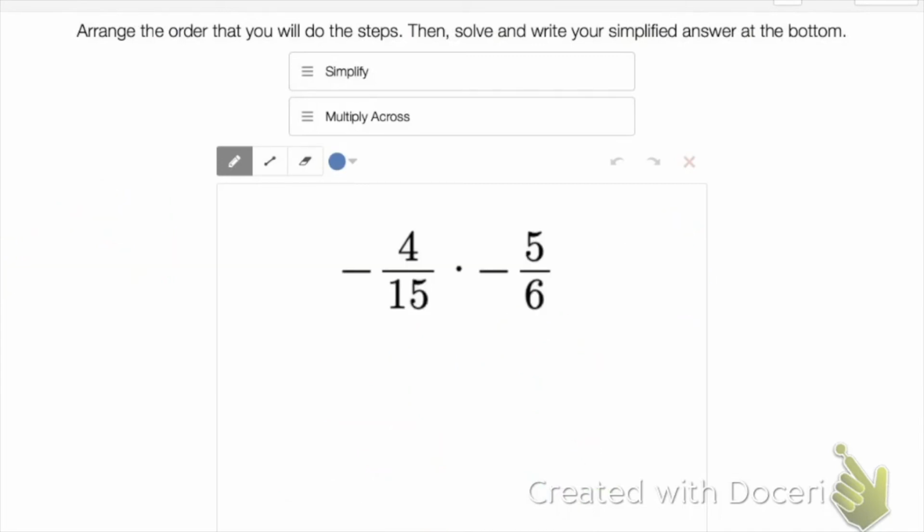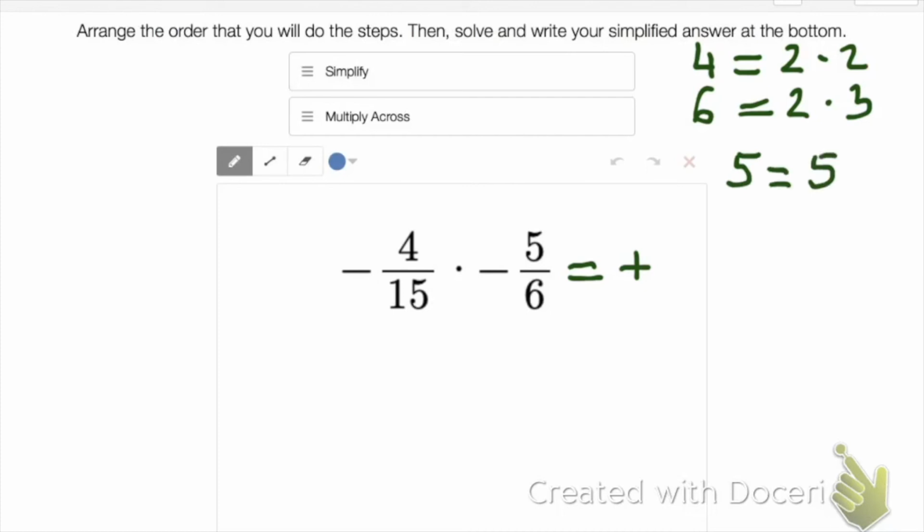So the next problem, I will still simplify first and then multiply. Negative 4 over 15 multiplied by negative 5 over 6. The answer will be positive. So if I look at the 4 numbers, I realize that 4 and 6 have a connection. 4 equals 2 times 2 and 6 equals 2 times 3. Also 5 and 15 have a connection because 5 equals 5 times 1 and 15 equals 5 times 3.